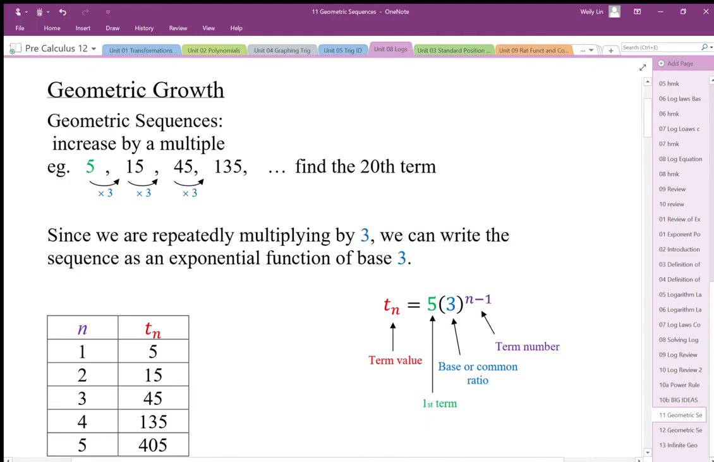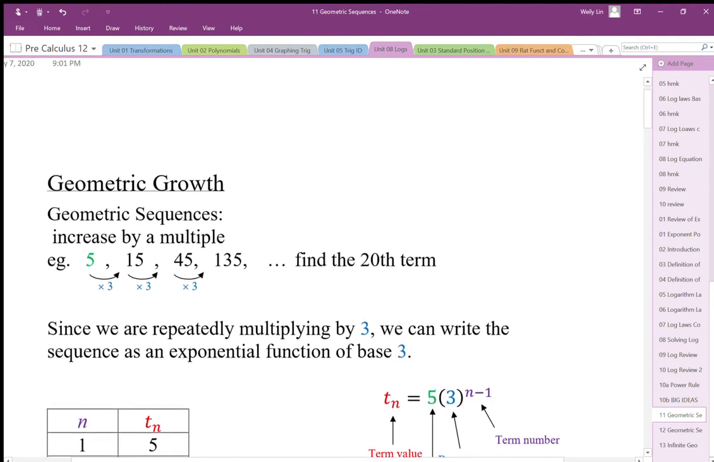So we are looking at geometric sequences here, and geometric sequences are sequences that increase by multiplication. Okay, so unlike arithmetic sequences, for example, which increase by addition. Right? So we go 5, 10, 15, 20. These are arithmetic sequences because we are increasing this sequence by addition or subtraction. So this is arithmetic. So these are ones that we did in grade 10.